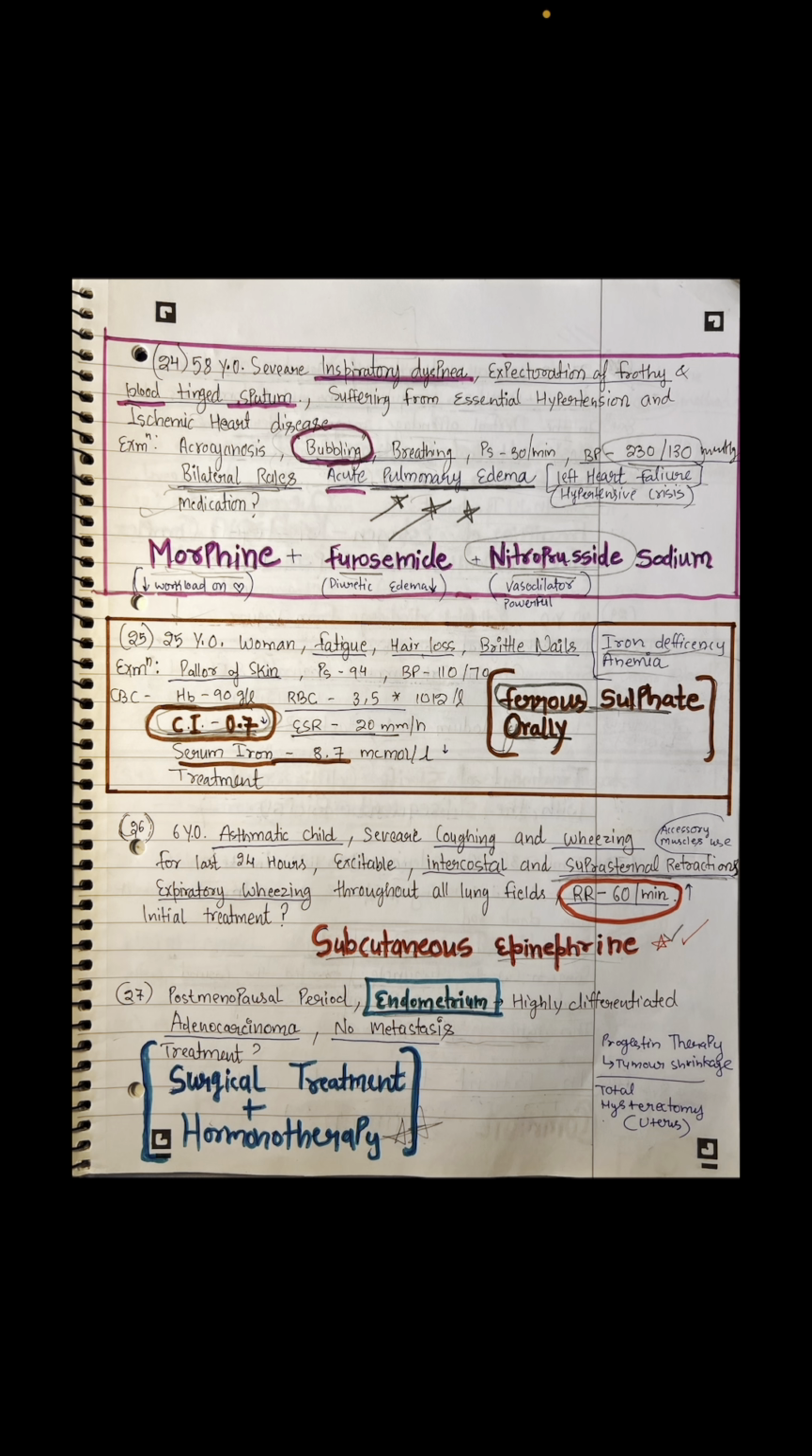So what we are going to prescribe to the patient, sir, this time? First of all, morphine will decrease the workload on the heart. Next is furosemide, which is a diuretic, which will solve the edema problem, and sodium nitroprusside, which is a powerful vasodilator, which is going to solve the blood pressure of the patient.